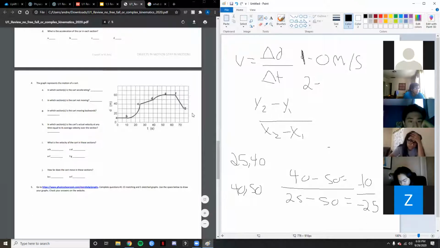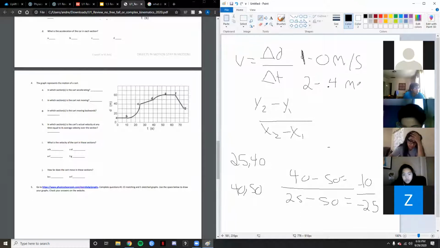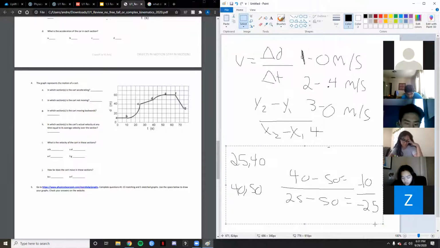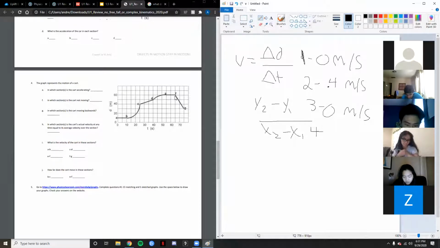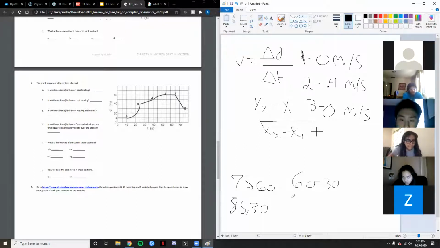So number 2, which is C to D, would be 0.4 m/s. And number 3, which is E to F. It's going to be 0 m/s. And 4, F to G. So we're going to pick our points: 75 and 60, and our last point, which looks like 85 and 30. Then we put that in, so 60 minus 30 over 75 minus 85.